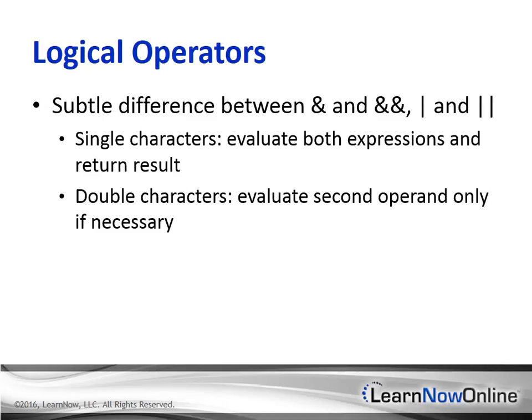For example, AND returns true only if both expressions are true. But if the left side expression is false, the overall expression will be false. So there's no need to evaluate the right side expression. Similarly, with the double character OR operator, if the left side expression is true, the overall expression will be true, so there's no need to evaluate the right side. Okay, so make sure you understand those differences.